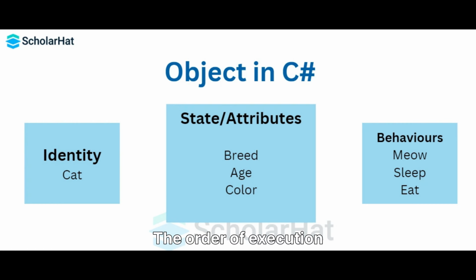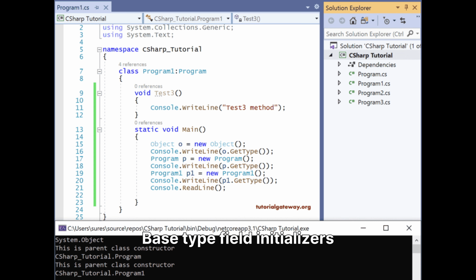The order of execution during object initialization is precise and well-defined, starting with instance fields being set to their default values, followed by the execution of any field initializers you've defined in your class. Base type field initializers and constructors run before the derived class's instance constructor, ensuring the base class is fully initialized first. This hierarchical process is then followed by any object initializer specified during instantiation.